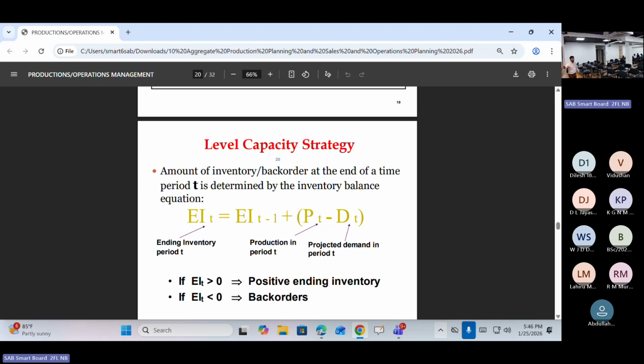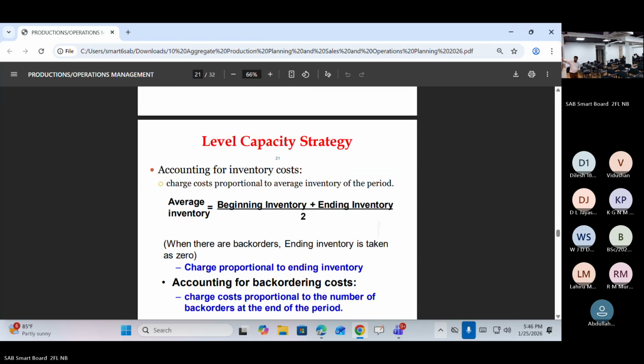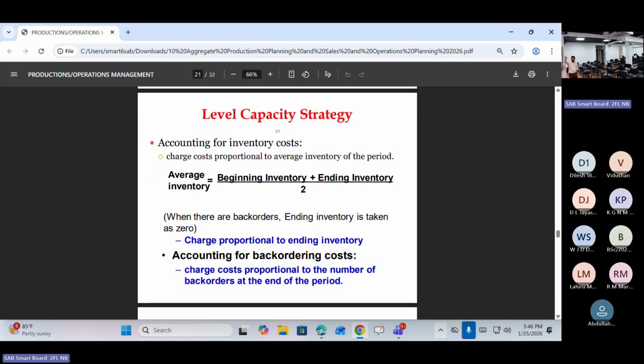That refers to something called back orders. You are unable to supply. Demand is high, no ending inventory. So accordingly, we have to do the costing calculations and adjust. Usually, the inventory cost is calculated based on the average inventory. That is the beginning inventory plus ending inventory divided by 2. So average inventory is calculated.